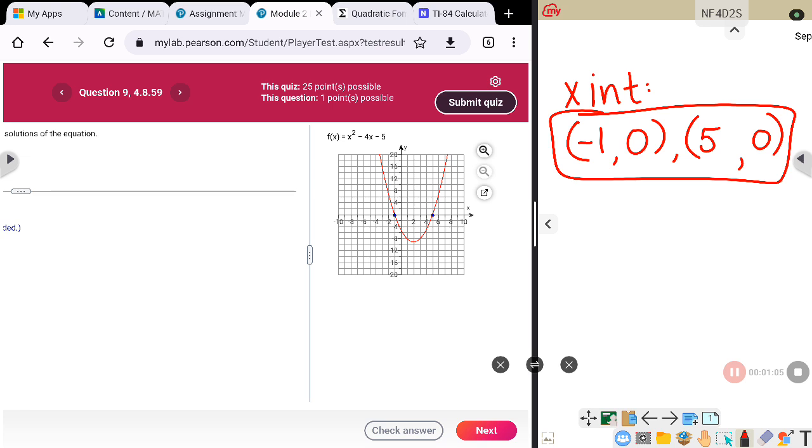Now, on the second part of this problem, it's asking you what the solutions are. The solutions of that quadratic equation, x squared minus 4x minus 5, are going to be the x coordinates in those intercepts, -1 and 5. This part of the problem does not have parentheses. We are not talking about an ordered pair here. We are simply talking about the two answers to the quadratic equation.